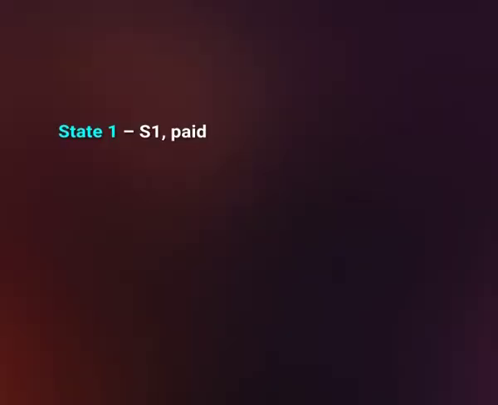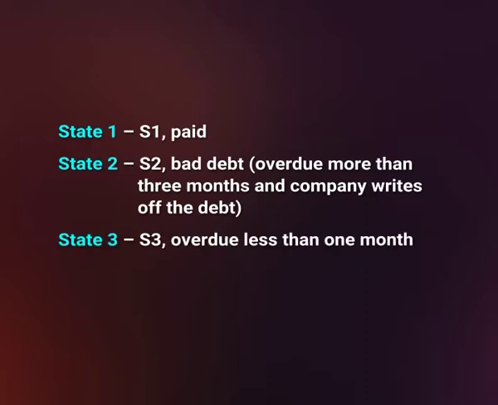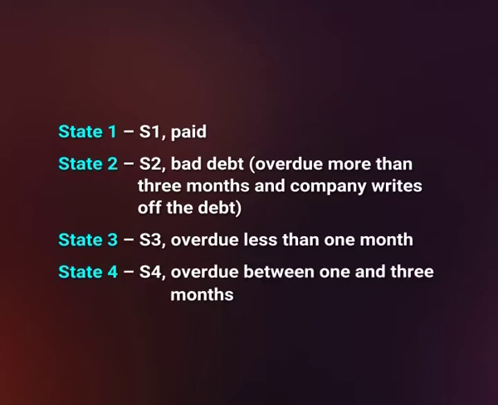Real-time examples. To understand the real-time implementation of Markov analysis, we can consider an accounts receivable example. Say in the accounts receivable department, accounts are in one of the states or categories: state 1 (S1) paid, state 2 (S2) bad debt or overdue more than 3 months and the company writes off the debt, state 3 (S3) overdue less than 1 month, state 4 (S4) overdue between 1 and 3 months. Here the states are mutually exclusive and collectively exhaustive.